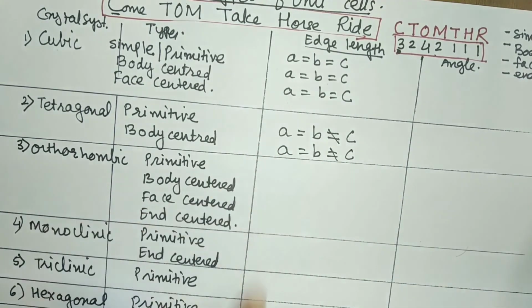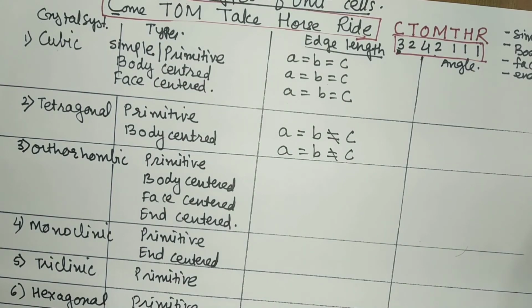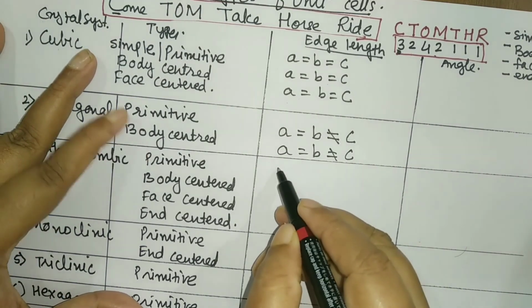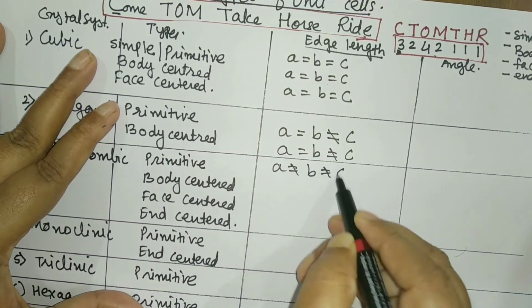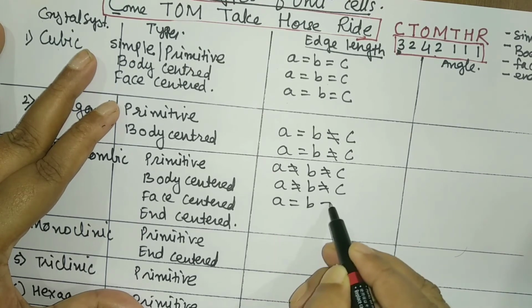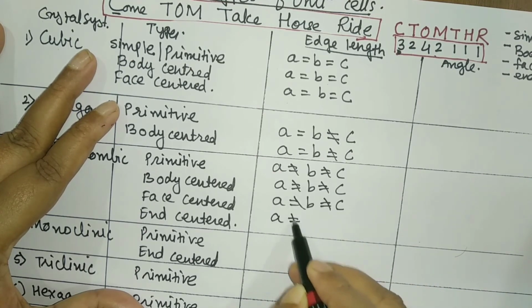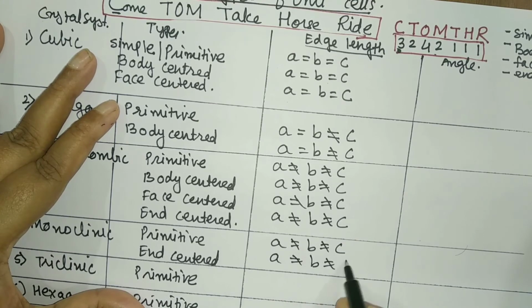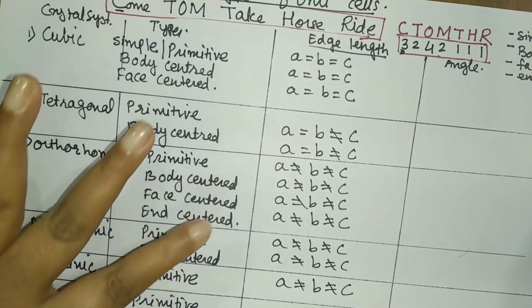Now this same pattern I will come to the second last. So it will be A is equal to B and is not equal to C. Now the remaining orthorhombic, monoclinic and triclinic, I will write A is not equal to B is not equal to C. So I will repeat this for all the types. So this is how I will write the edge lengths.